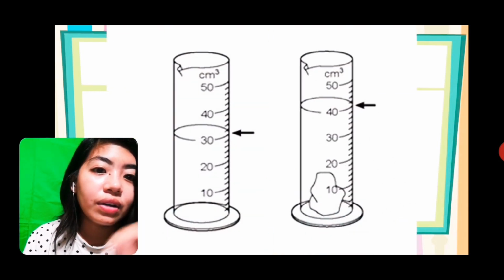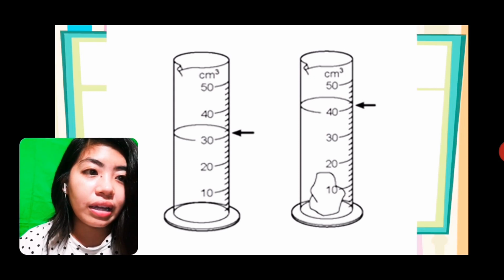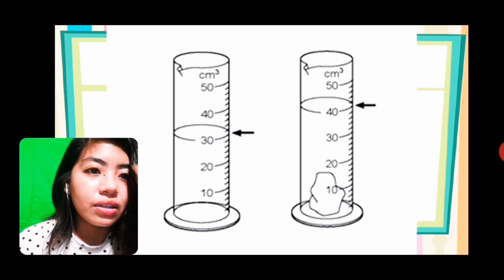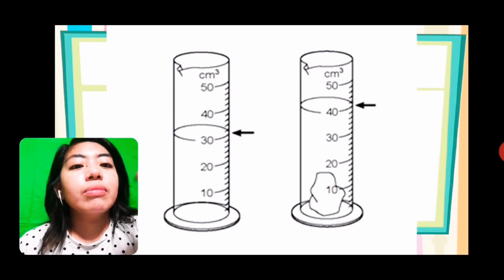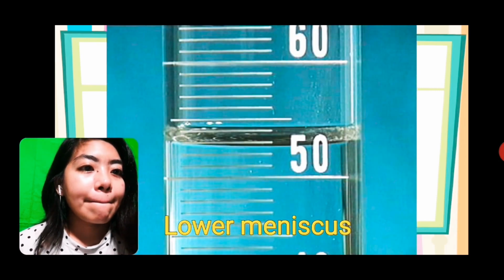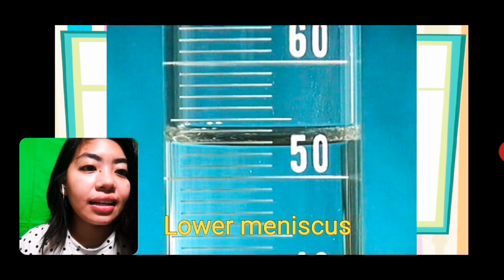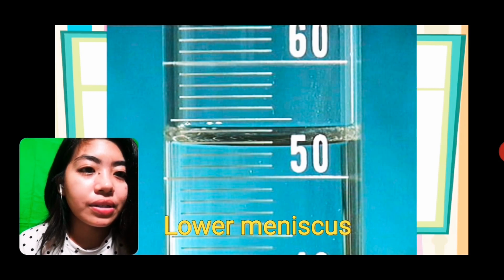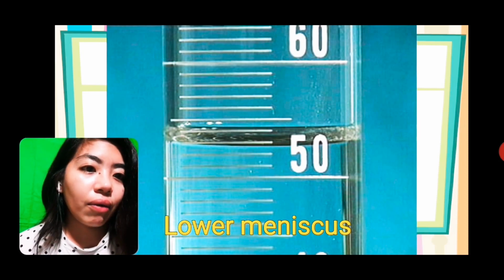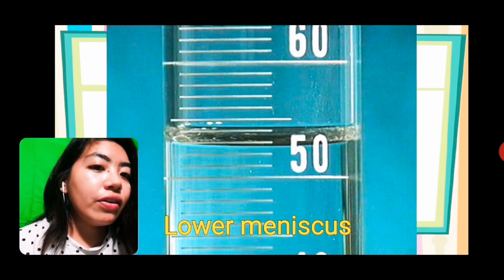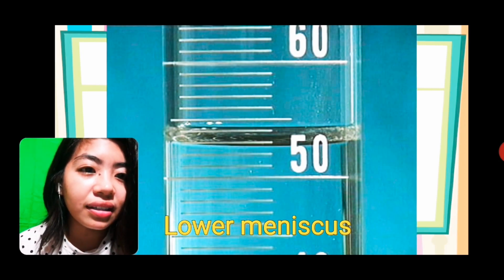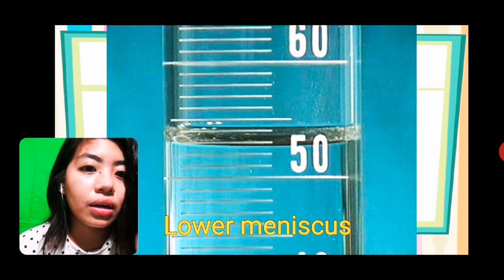Okay, ito yung kanina, yun sa stone. 30, nung nilagay mo yun sa stone, naging 40. 40 minus 30 is equivalent to 10. So, 10 cubic centimeter yung volume ng ating stone. Next, ang tinitingnan dyan is the lower meniscus. Yung itong lower line. Yun yung tinatawag na lower meniscus. So, if ever na magme-measure kayo using graduated cylinder, magme-measure kayo ng water, ang titingnan nyo is this one, yung lower line.